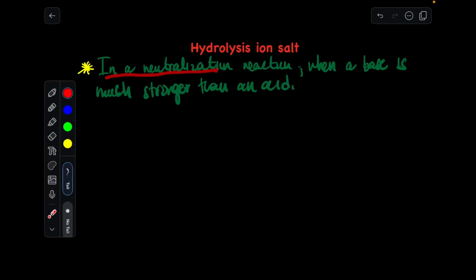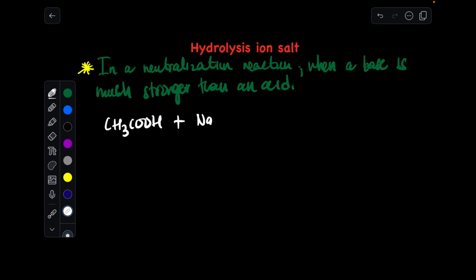In a neutralization reaction, when a base is much stronger than an acid, for example, let's say there's a neutralization reaction of ethanoic acid plus sodium hydroxide, right? And the product will be the salt. This is an acid and a base. This is a weak acid and a strong base.